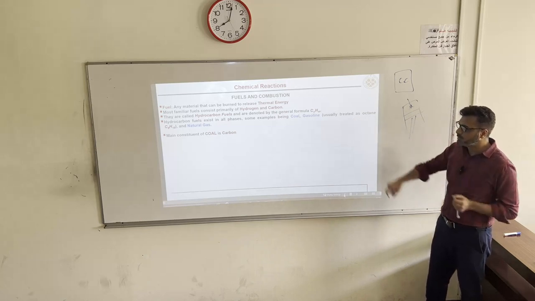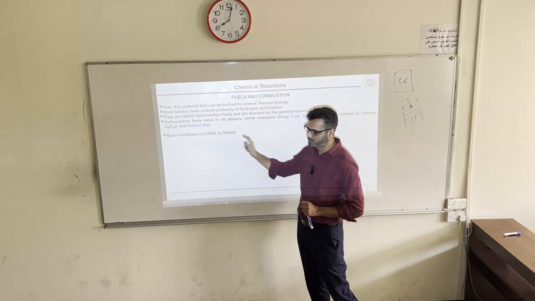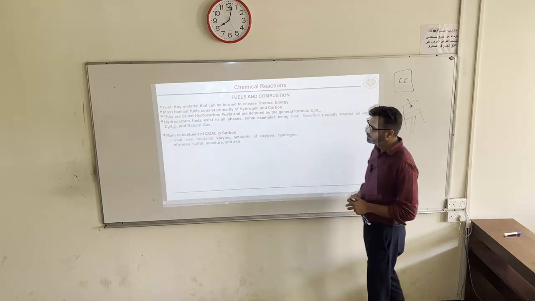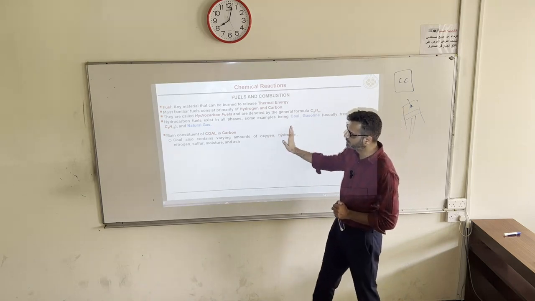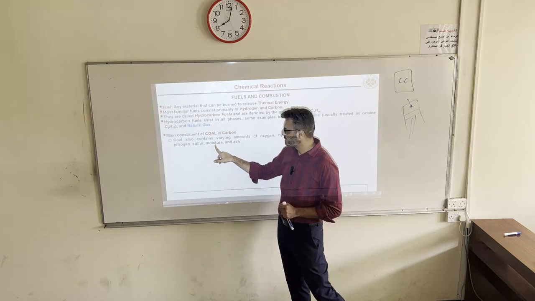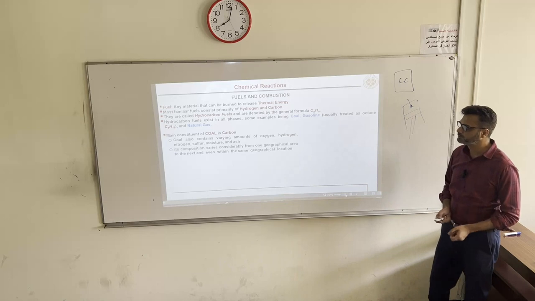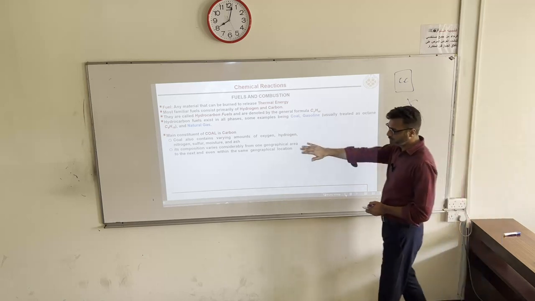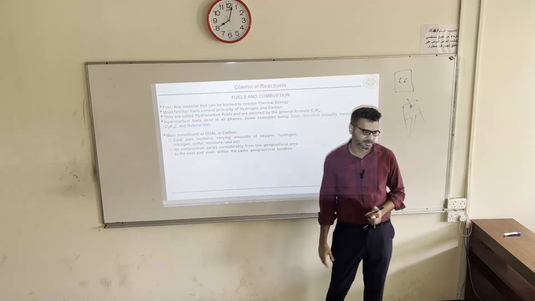For example, in coal, the major part is carbon. But there are also other elements like oxygen, hydrogen, nitrogen, and sulfur, moisture is also there, and ash, which does not burn or react. The composition of coal may vary from location to location from where we are extracting it.